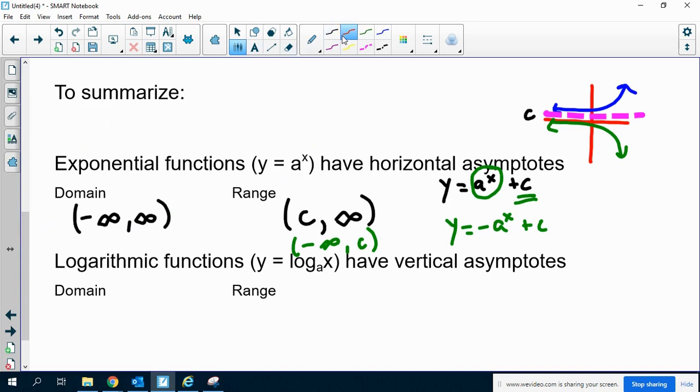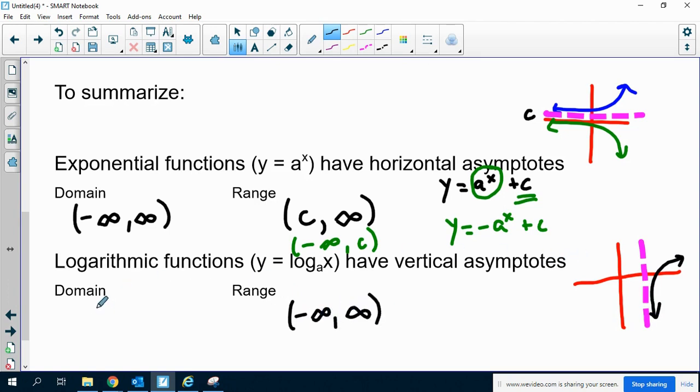Now, a logarithmic function has a vertical asymptote somewhere. So I put a vertical asymptote somewhere, and the graph looks something like this, and it starts to grow really slow. So there are no range restrictions. There's no y values that can't happen, but the domain has some sort of restriction. So if I call this c again, then the domain is going to be from c to infinity.